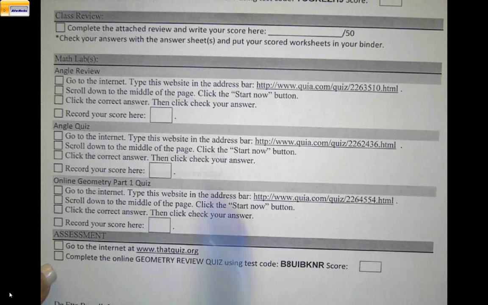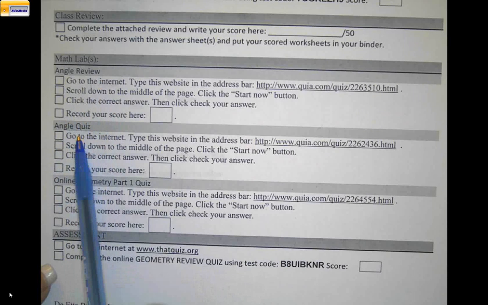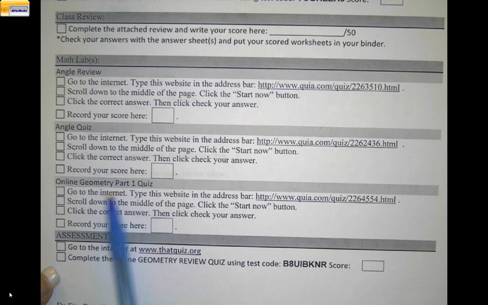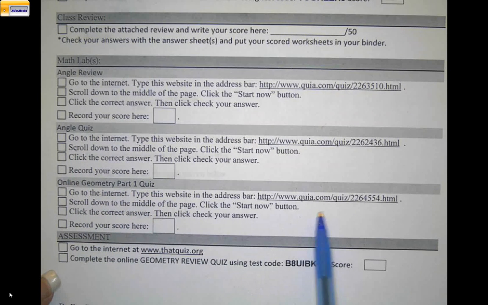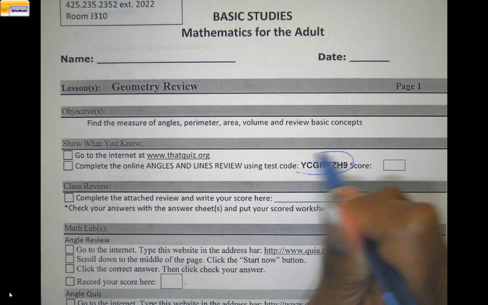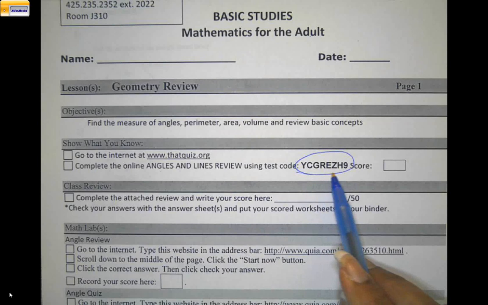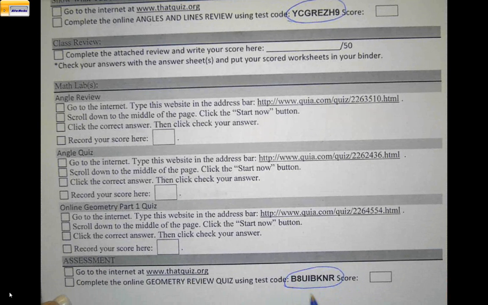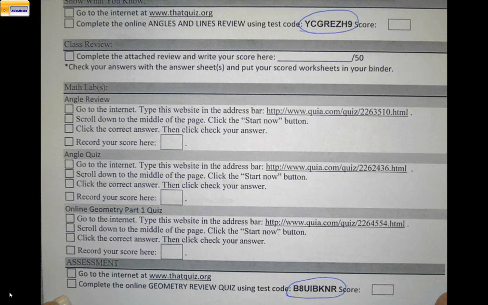Then, required labs today. You have an angle review lab, an angle quiz, because I know you guys forget about the angles that we learned at the very beginning 2 weeks ago. And then you have an online geometry part 1 quiz. Now these are the quizzes that I'm going to be looking for. Show what you know. So you have quite a bit to do today, even though your packet's not that thick.